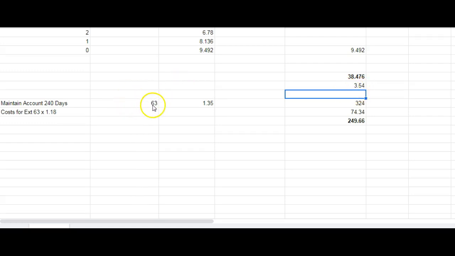And as long as you're not trying to increase the number of rented referrals that you've got, then this is your costs in total, and you will have made a profit of $249.66. Now usually what people do is they simply continue on building their account.